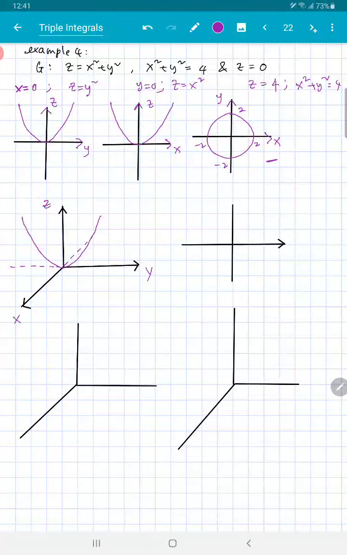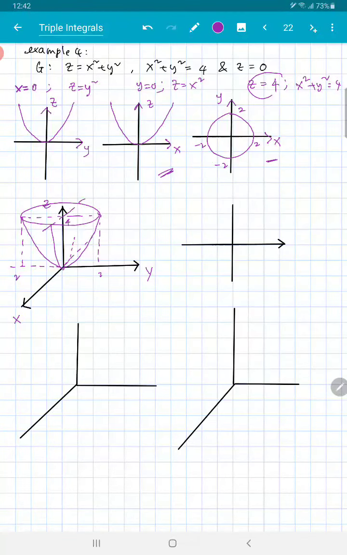Okay, and if you look at this trace here, this trace is on the z equals 4 plane. z equals 4 would be a horizontal plane. So let's say this is z equals 4, and what you have is a circle of radius 2. So this would be a 2, and here that would be a negative 2. And this is the view from the side. From the side, you can see that we have a parabola as well. So when you connect the view from the front, the view from the side, and the view from above, what you get is a paraboloid. So this is the equation z equals x squared plus y squared.